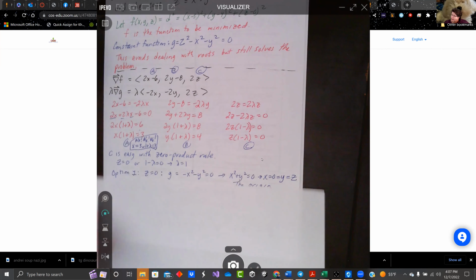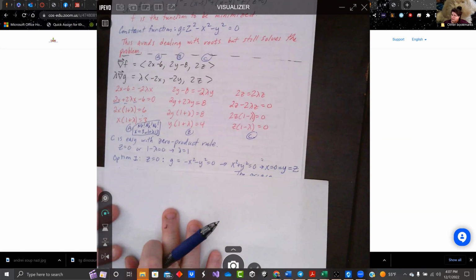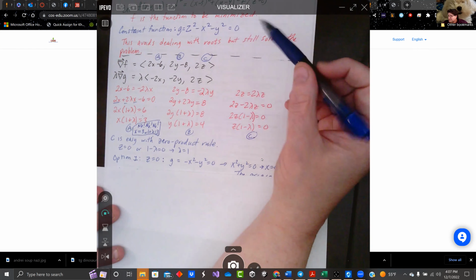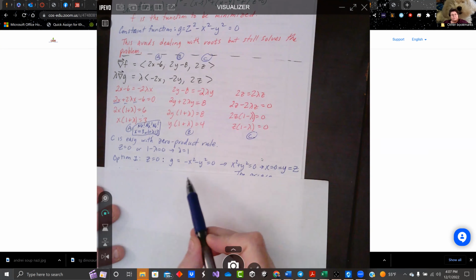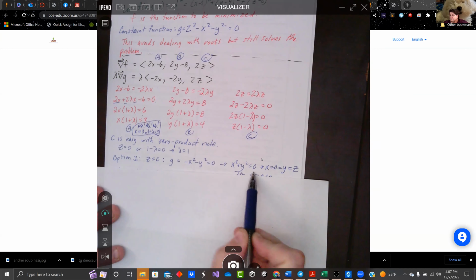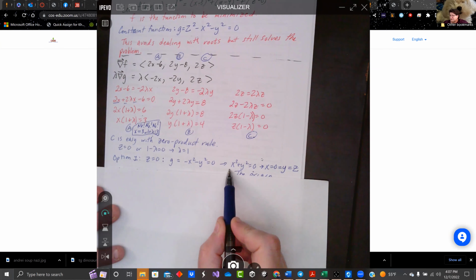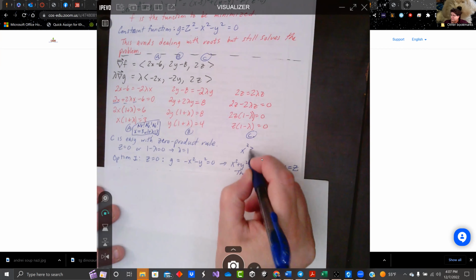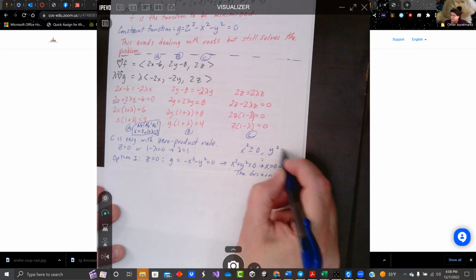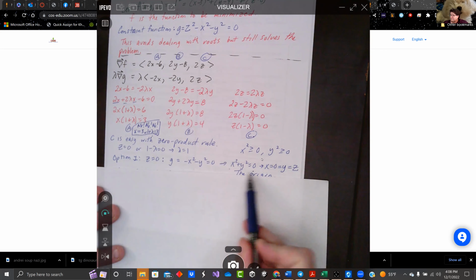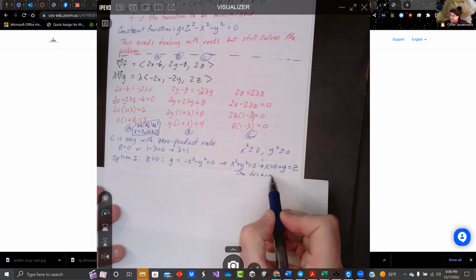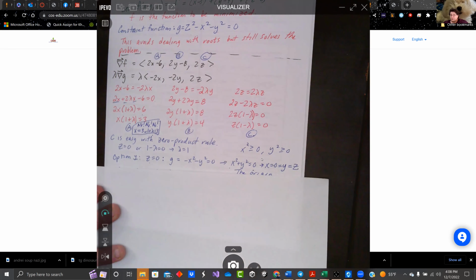Option 1, if z equals 0, we come up to our constraint function, and we've got negative x squared minus y squared equals 0. If you divide by negative 1, we've got x squared plus y squared equals 0. The only way the sum of two squares equals 0 is if they both equal 0, because x squared is greater than or equal to 0 and y squared is greater than or equal to 0. And z was 0 here also, so we're at the origin: x equals y equals z equals 0.